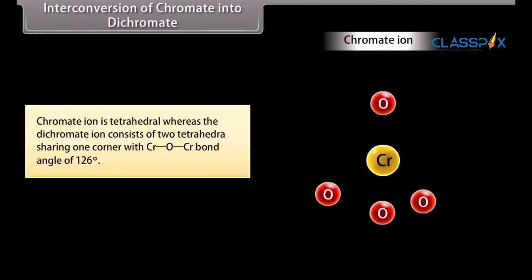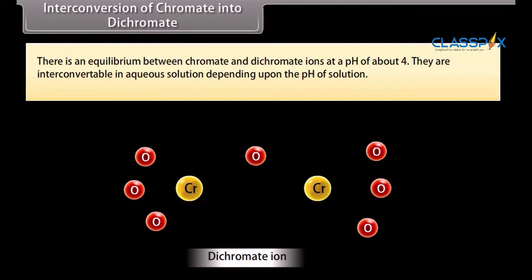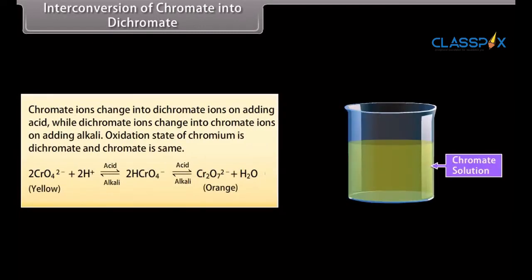Interconversion of chromate into dichromate. Chromate ion is tetrahedral, whereas the dichromate ion consists of two tetrahedra sharing one corner with chromium-oxygen-chromium bond angle of 126 degree. There is an equilibrium between chromate and dichromate ions at a pH of about 4. They are interconvertible in aqueous solution depending upon the pH of solution. Chromate ions change into dichromate ions on adding acid, while dichromate ions change into chromate ions on adding alkali. Oxidation state of chromium in dichromate and chromate is same.